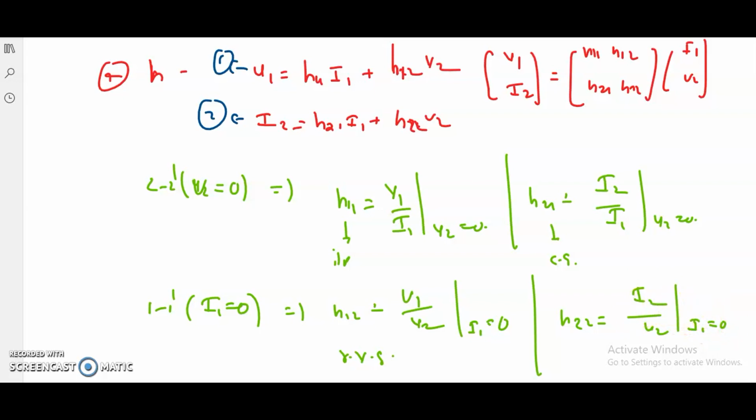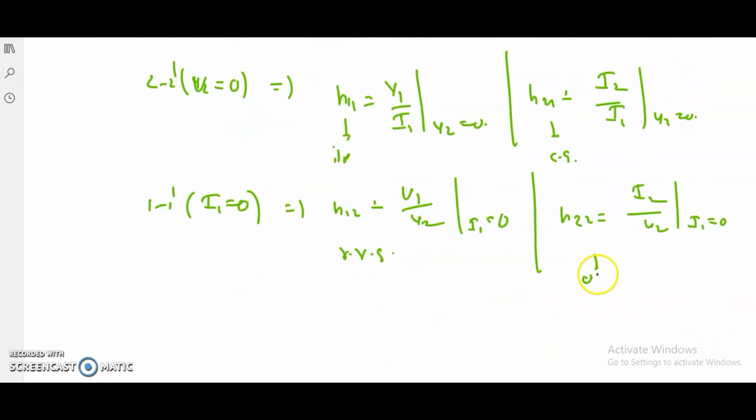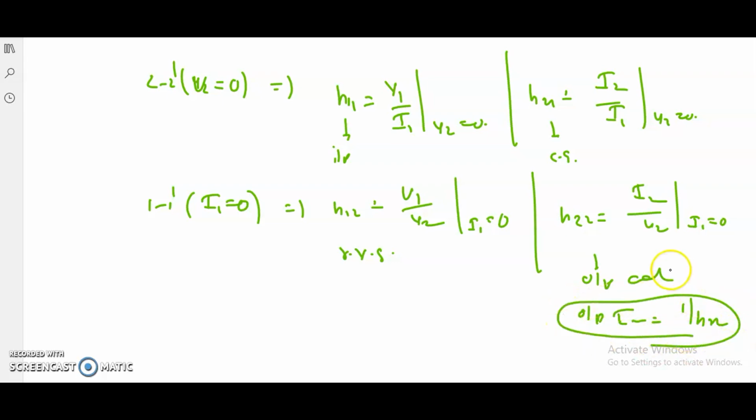So it is an output admittance. H22 is an output admittance. Why? Because it is output current divided by output voltage. If you want to get the output impedance, then you have to take it like this: 1 divided by H22 becomes the output impedance, or else H22 alone becomes the output admittance.